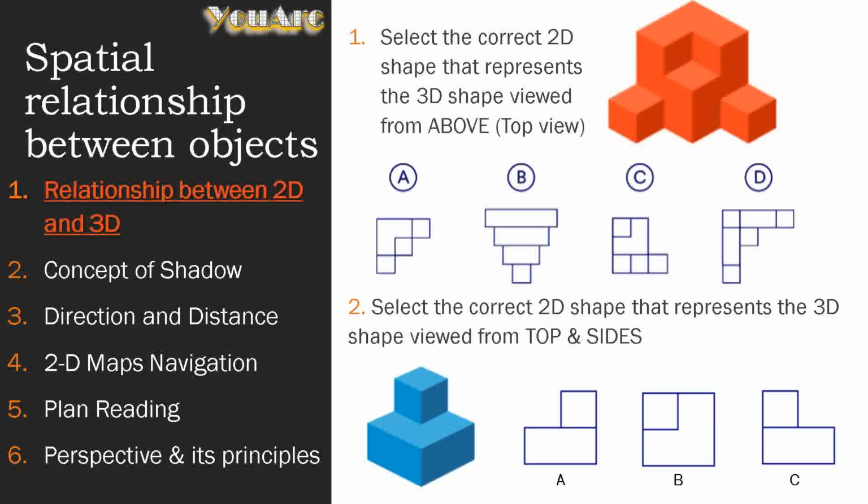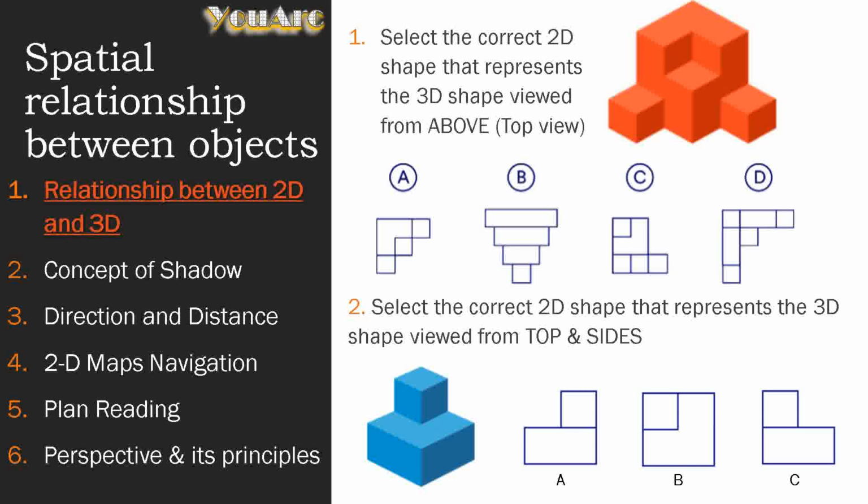In spatial relationship between objects, we have 6 main divisions. And first is relationship between 2D and 3D. For example, if some 2D figures are given, you should be able to understand its 2D forms. So what are the 2D forms? Top view, side view, front view, back view, like that. So you should be able to identify all the 2D forms. Okay. So that is the relationship between 2D and 3D of a particular object.